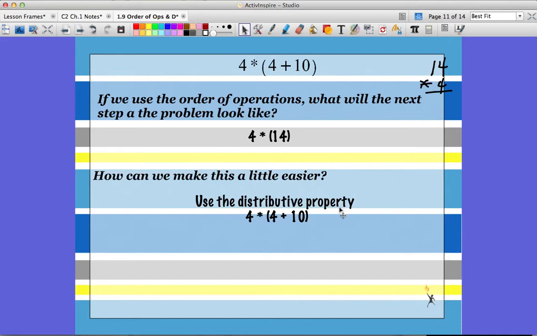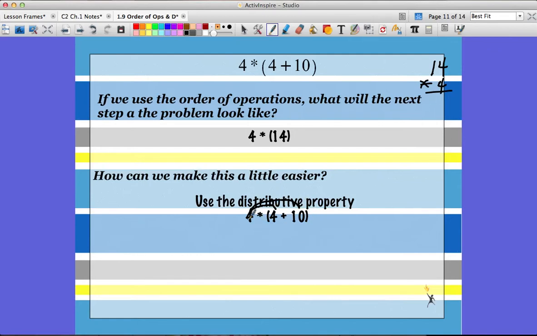We can use the distributive property. So instead of doing 4 plus 10 first, since we have this multiplication out here, we can actually distribute or share this 4 with the 4 and the 10. Right? So you kind of think of the distributive property as kind of like a paper boy. So here's your paper boy, and he is going to give a newspaper to the 4 and give a newspaper to the 10. Okay, he shares it with everybody.